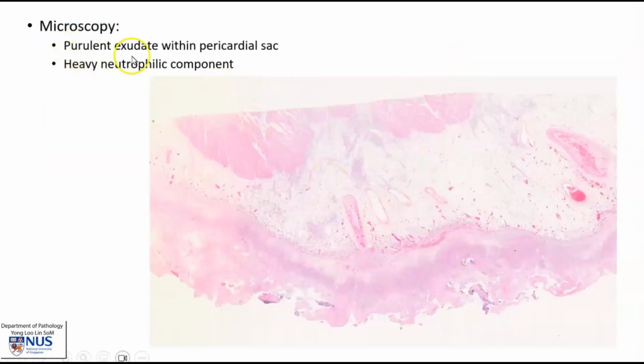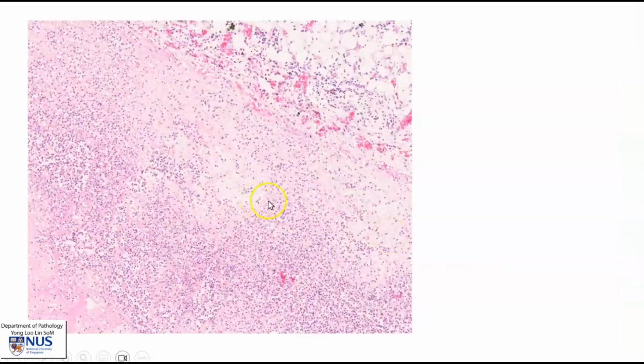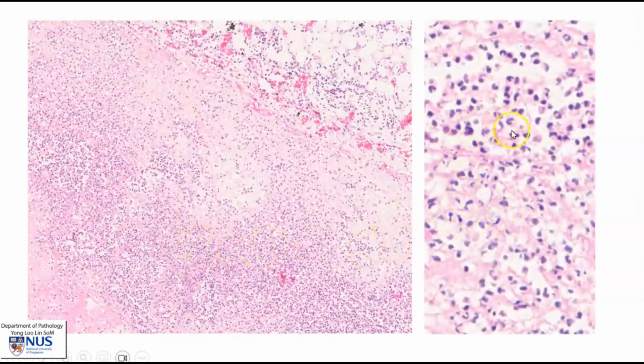So just to summarize the microscopic features, we can see these purulent exudates within the pericardial sac and coating the surface of the visceral pericardium, composed of a very heavy neutrophilic component as well as fibrin and necrotic cellular debris. Here is a higher magnification picture where we can see the neutrophils, and here admixed with fibrin.